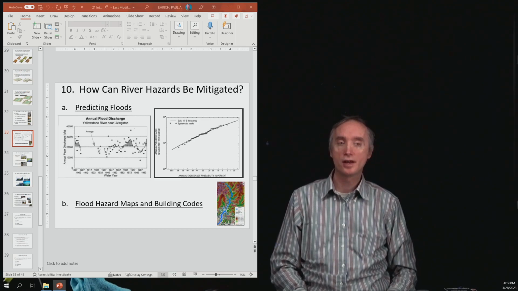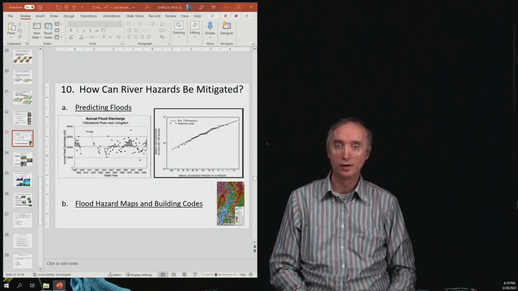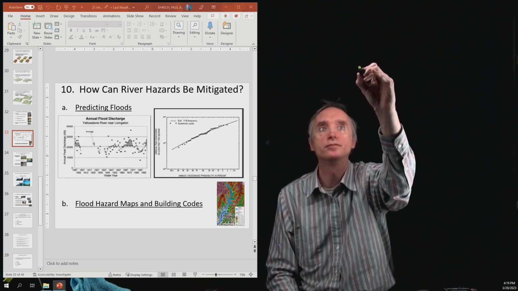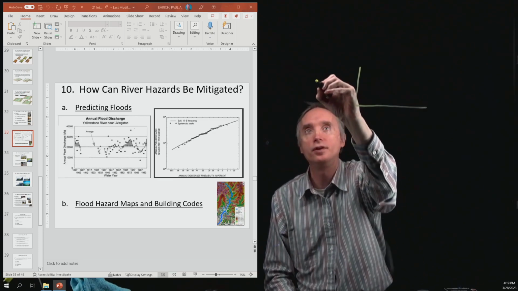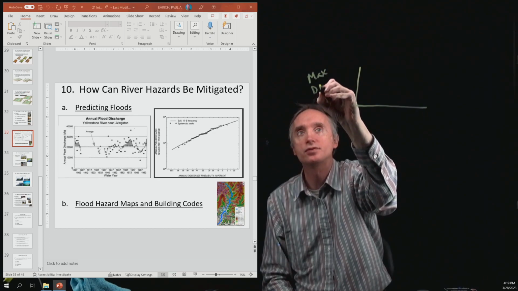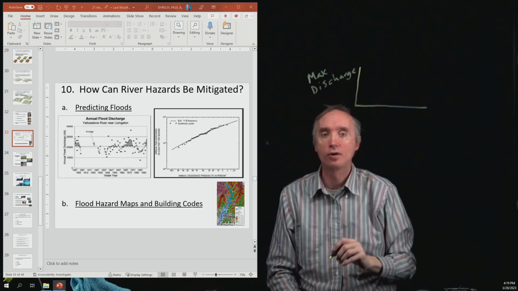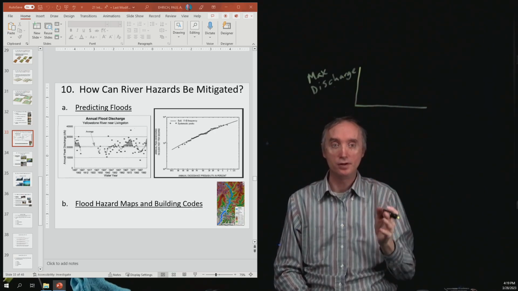The first step is to measure the maximum flow rate of your river over a period of many, many years. So let's make up a graph here. This is going to be the graph that's on the left. Over here is going to be the maximum discharge for the Yellowstone River for various years.